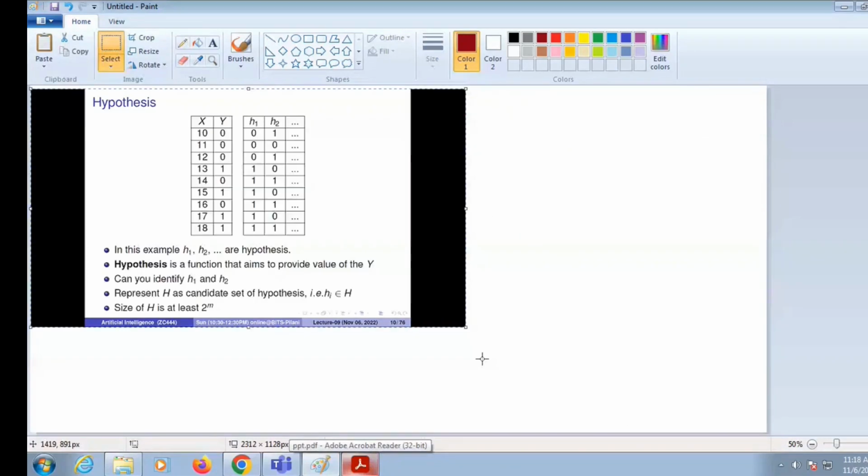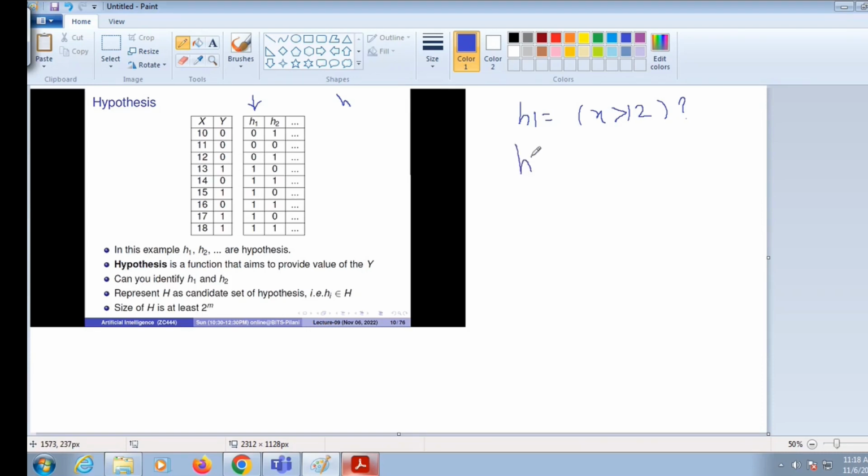Output is this. Okay, what is this? My output is this. So can you tell me what this hypothesis function is? Can you tell me what function it is? 0, 0, 0, 1, 1, 1. You can say that h1 is equal to... if x is greater than 12 or not. Am I right? True, false.